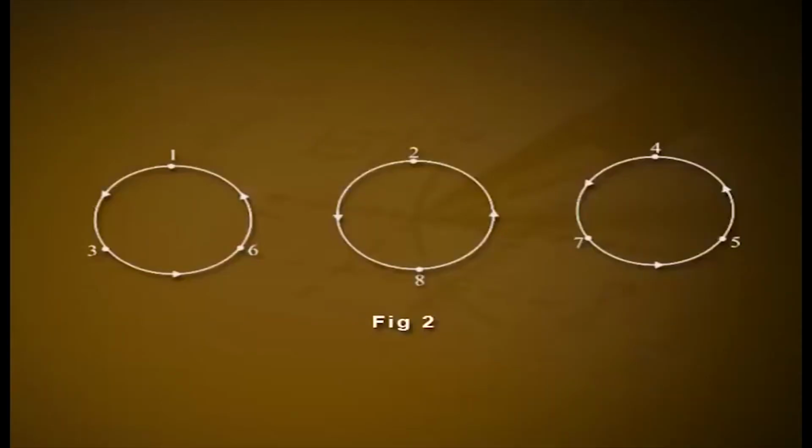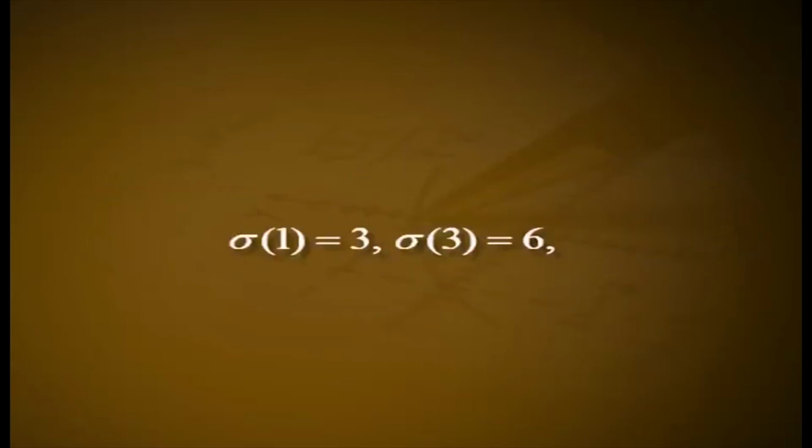That is, sigma acts on each integer from 1 to 8 on one of the circles by carrying it into the next integer on the circle, travelling counterclockwise in the direction of the arrows. For example, the leftmost circle indicates that sigma of 1 is equal to 3, sigma of 3 is equal to 6 and sigma of 6 is equal to 1. Figure 2 is a nice way to visualize the structure of the permutation sigma.